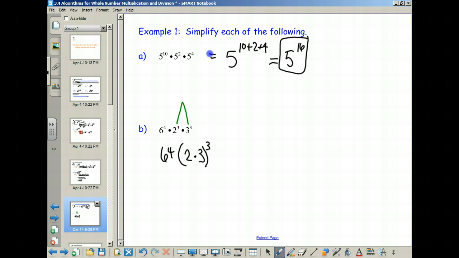And 2 times 3 is 6. So now I have 6 to the 4th, and I have 6 to the 3rd, which means I have 6 to the 7th. Anybody else think of something you could do differently? There's one other thing we could do in this problem.